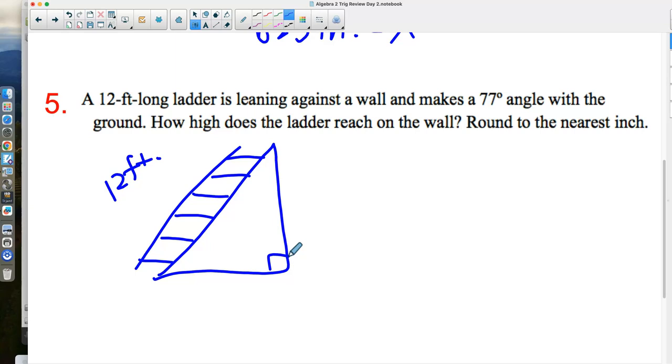Should I put that up here? No, that doesn't make any sense. The ground is down here. There's our 77 degrees. How high does the ladder reach on the wall? Well, there's the wall right there. But no, is this inches? No, it's not. How do we get it in inches? Times it by 12.